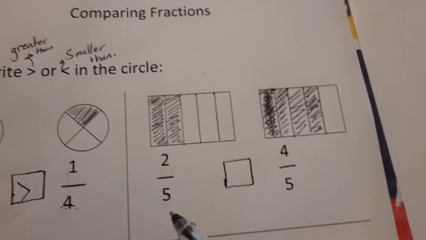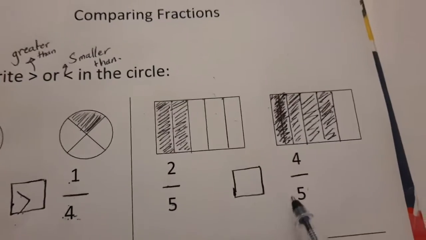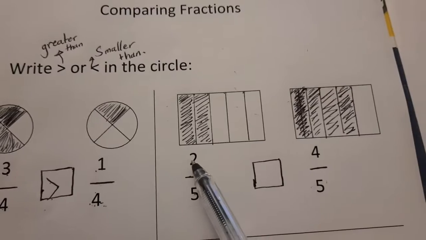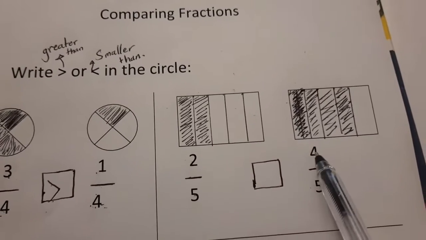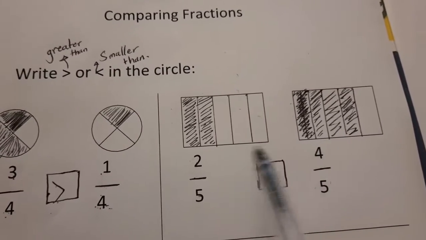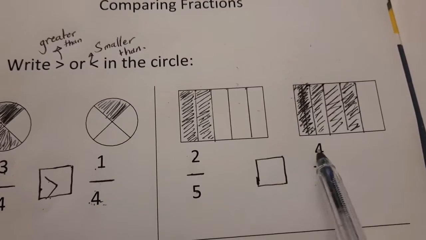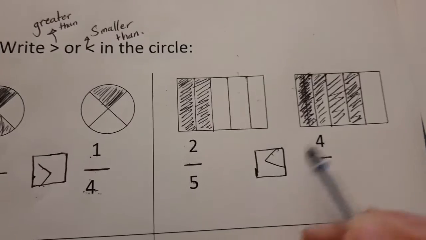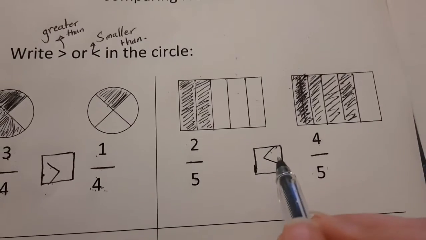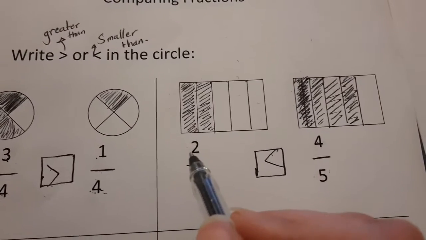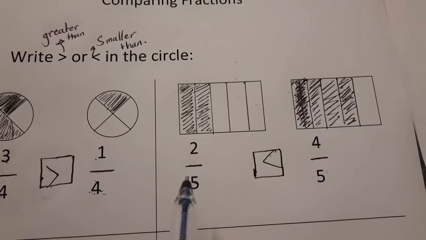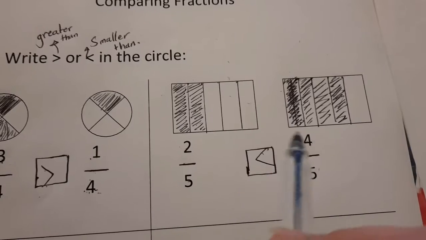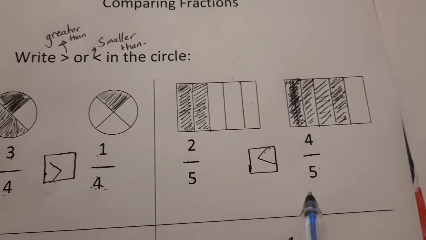Which one is greater or bigger? Here we have 5 and 5, the same number. So now we will compare between 2 and 4. Which one is bigger or greater? 4. We will write this sign, big mouth beside 4 and small mouth beside 2. So 2 out of 5 is smaller than 4 out of 5.